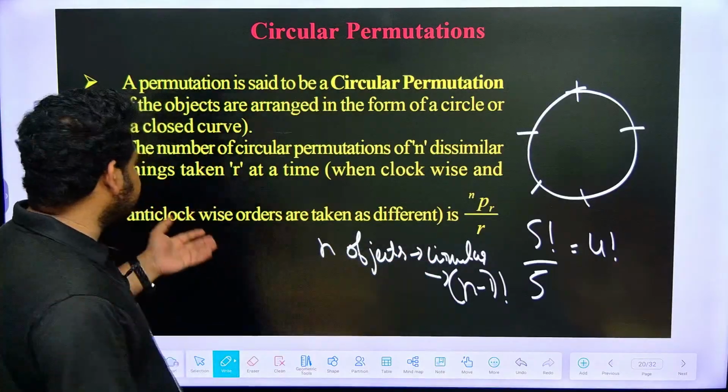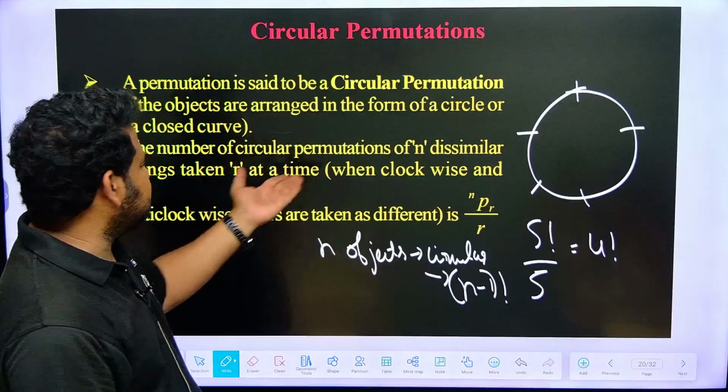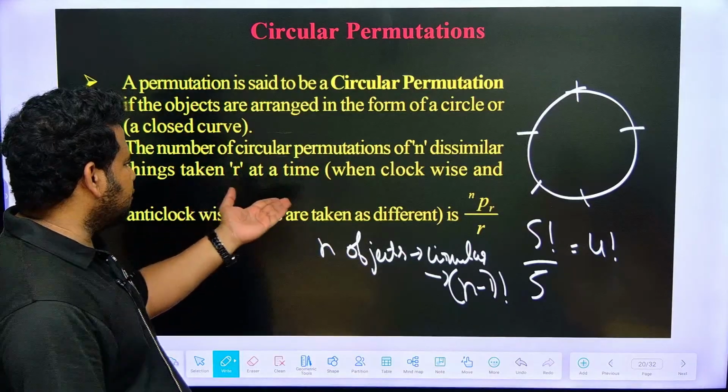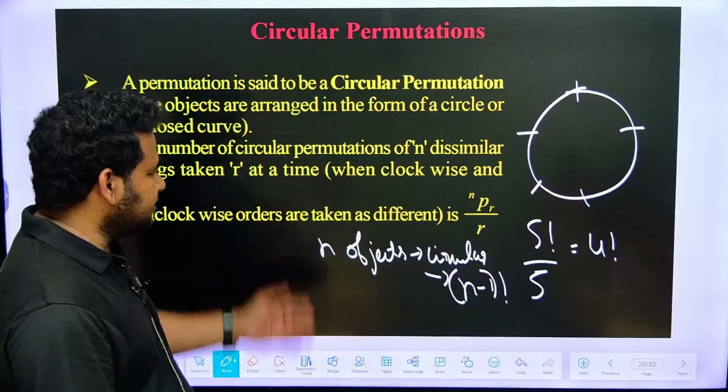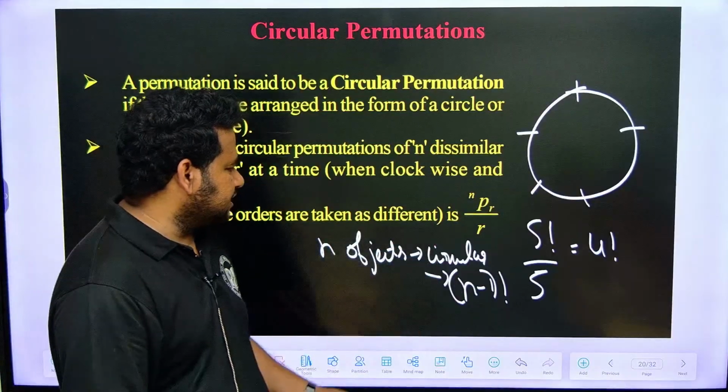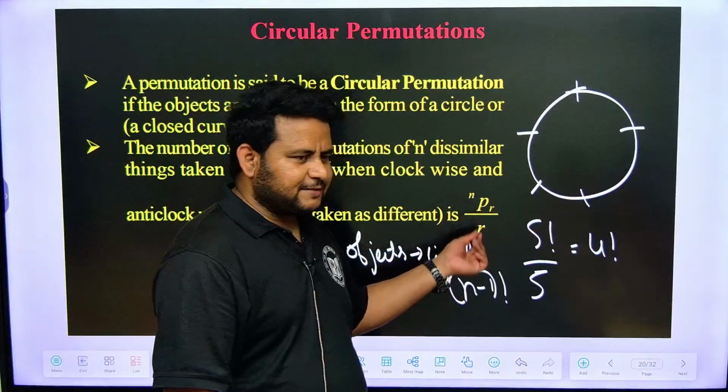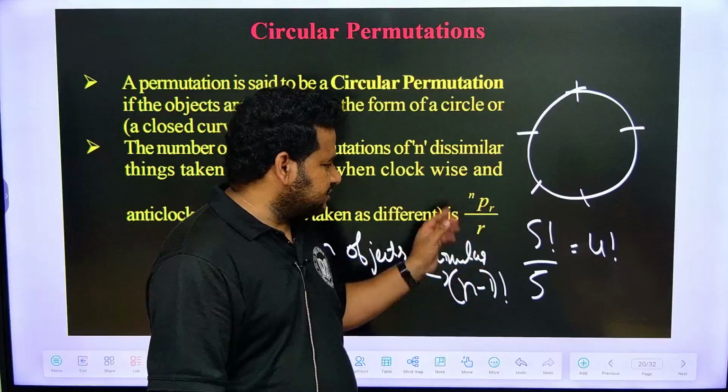Now here they have given the same thing. The number of circular permutations of n dissimilar things taken r at a time, when clockwise and anti-clockwise orders are taken as different, is nPr by r. This is what is given. About this I will explain.